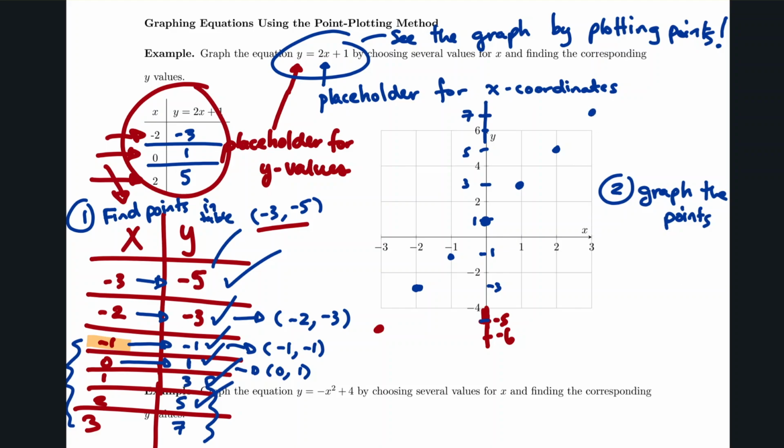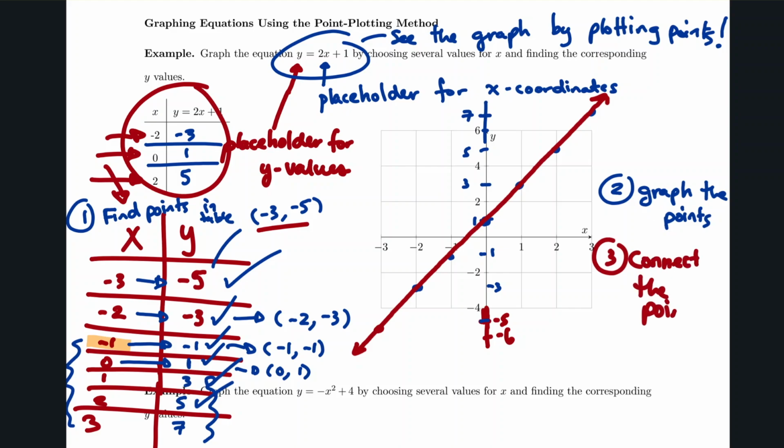And it happens to be when I plot my points, I see they make up a very nice straight line, because 2x plus 1, as we'll learn later in more detail in upcoming sections, is the equation for a straight line. So then we've graphed the points. Step 3 is connect the points. And in this case, when I connected all the points, they connected in a straight line.